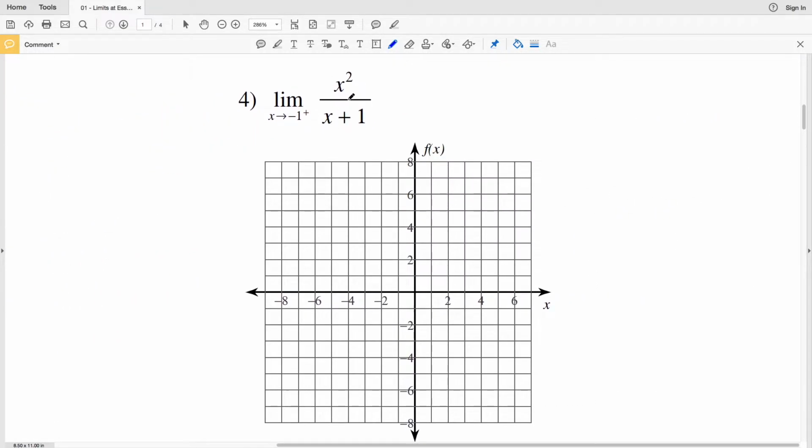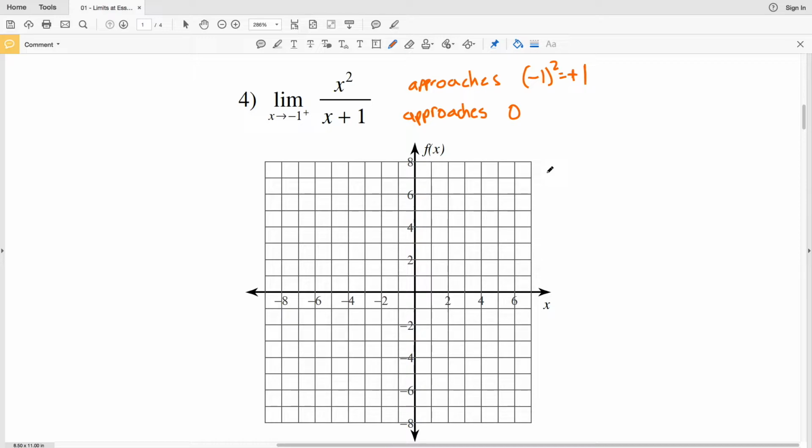Thinking about number 4 the same way we ended with number 3, let's see what these values approach. So our numerator, x squared, is going to be approaching negative 1 squared, which is a positive 1. So we have a positive in our numerator. And x plus 1, well, that's approaching 0, because negative 1 plus 1 will equal 0. So leading up to that, we're getting closer and closer to 0. So our denominator approaches 0.